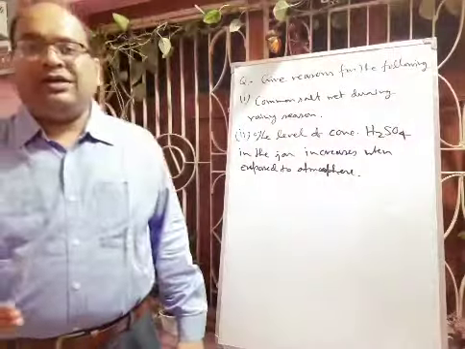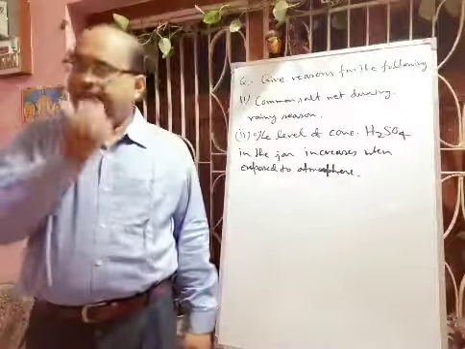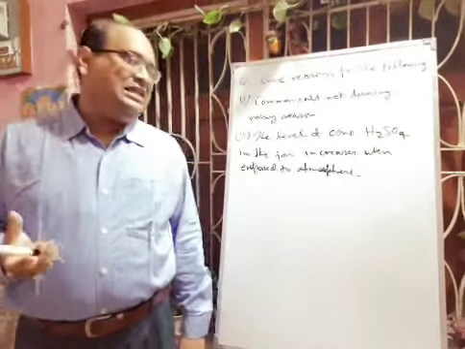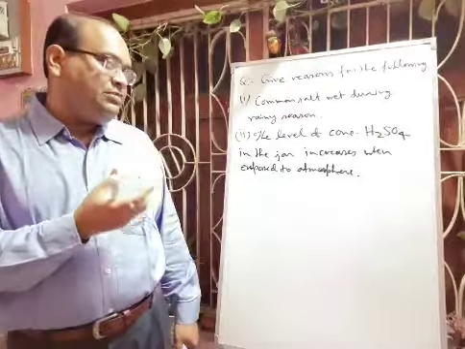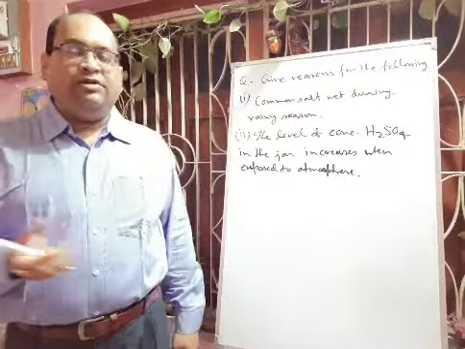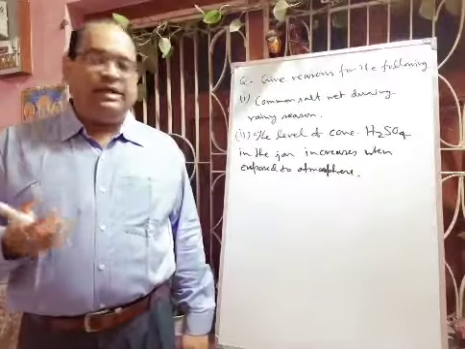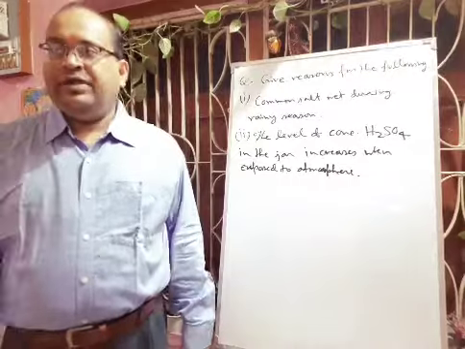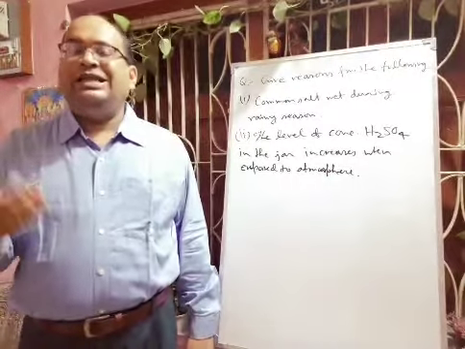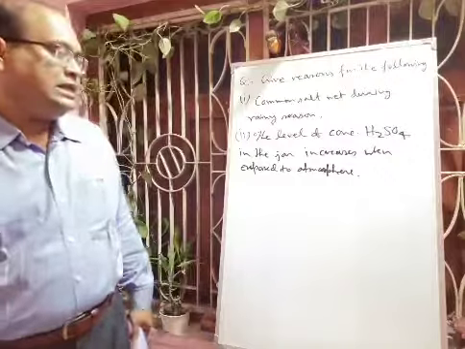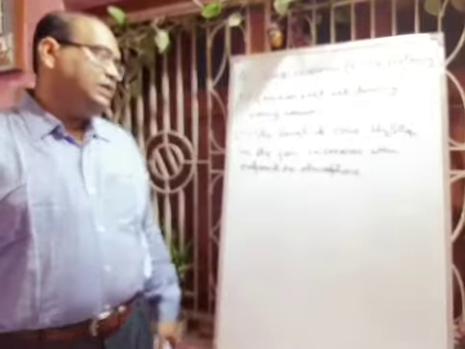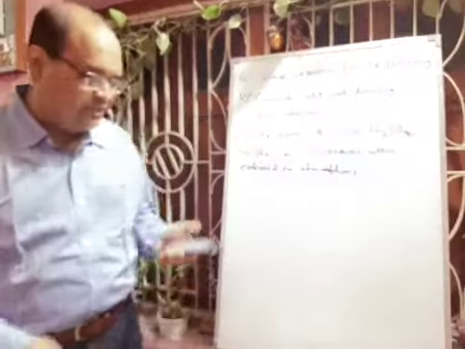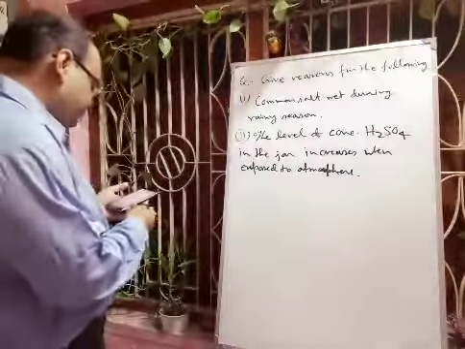So here all of you know that concentrated sulfuric acid can absorb moisture. So in air there is moisture, so whenever you are taking some concentrated sulfuric acid in a container, it will absorb moisture from the air, and definitely what will happen, that concentrated sulfuric acid slowly becomes dilute, and as it absorbs water, its volume will increase. So that is why it is written that the level of the concentrated sulfuric acid in the jar increases when exposed to atmosphere. Hope you can understand.